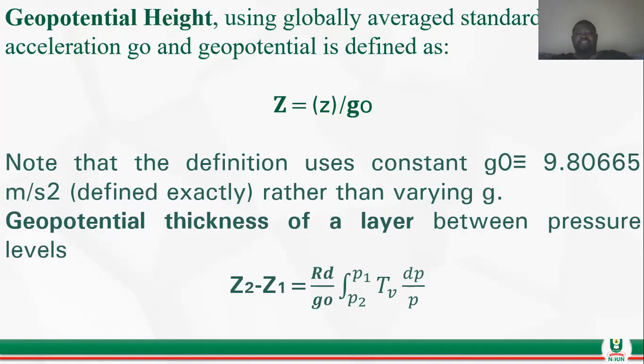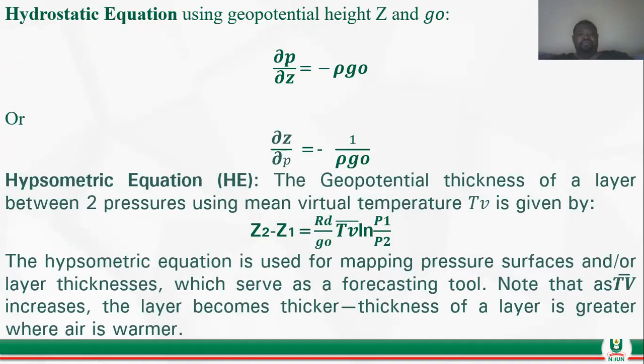Geopotential thickness of a layer between pressure levels is given as Z2 minus Z1, that is, the final geopotential height Z2 minus the initial geopotential height Z1, equals Rd over g0 times the integral from P2 to P1 of Tv, which is virtual temperature, dP over P. The hydrostatic equation using geopotential height Z and g0 is given by del P over del Z, which is equal to minus the density multiplied by the local gravity. Or you take the inverse of that, still the same.